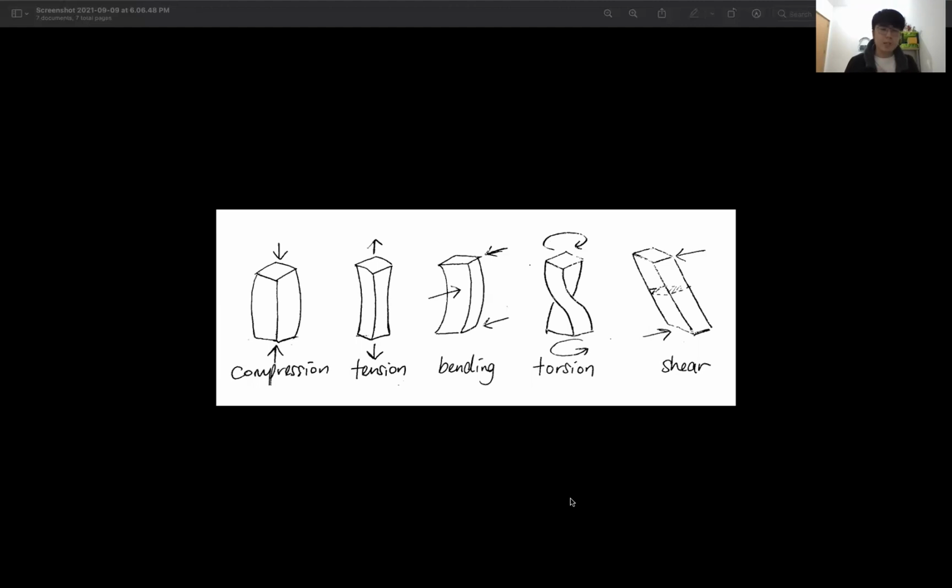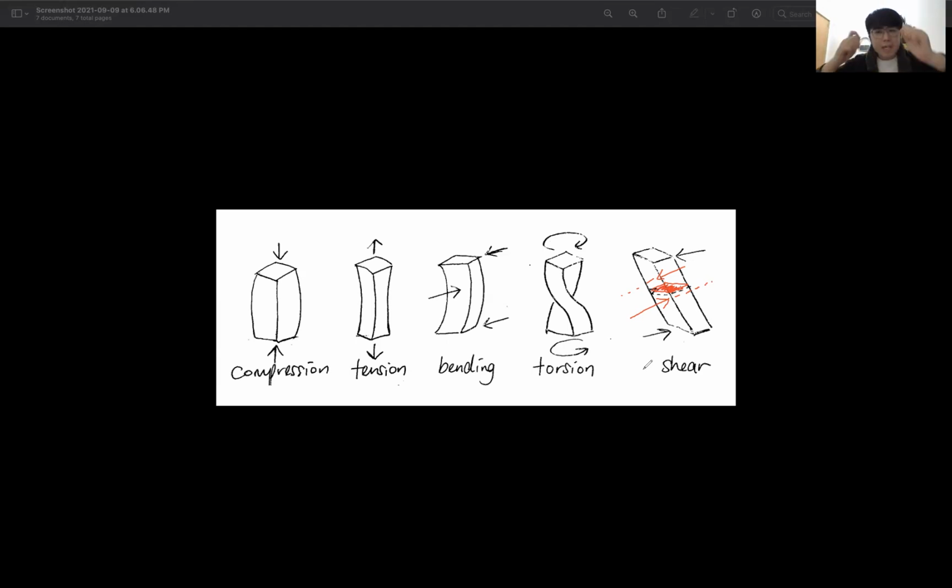And the last one is shear. Shear is when the force is applied along the cross-sectional plane. What does it mean? This is the cross-section, this plane here. Imagine if I cut it in half, then you see this plane. The force is parallel to the plane. This one goes here, this one goes here, in opposite directions, parallel to the plane. So it's like pushing it like this. That is shear force, okay?